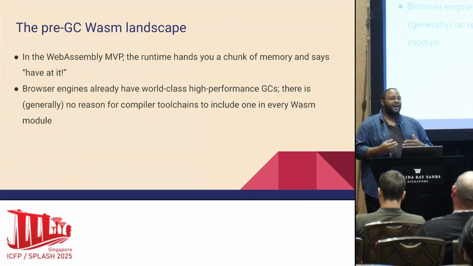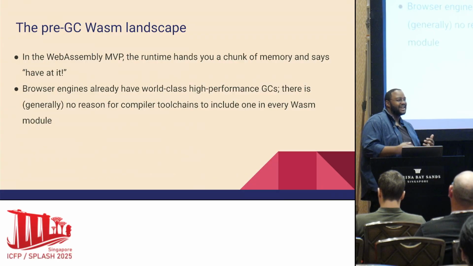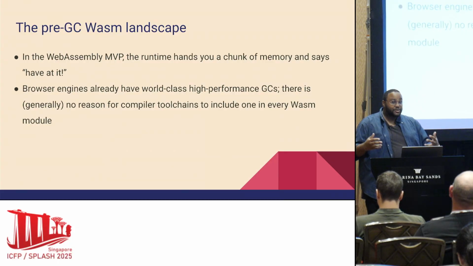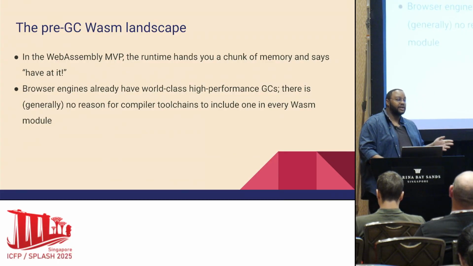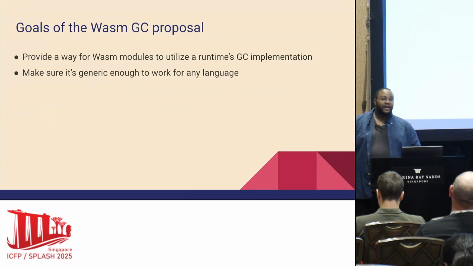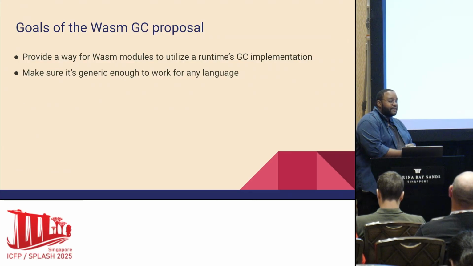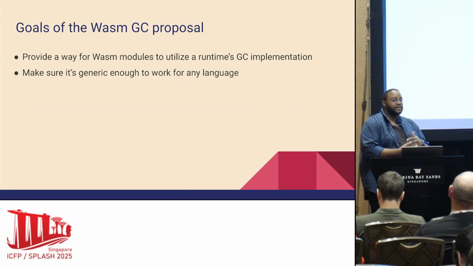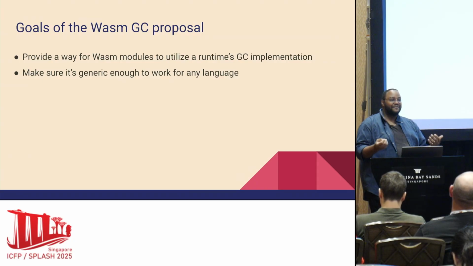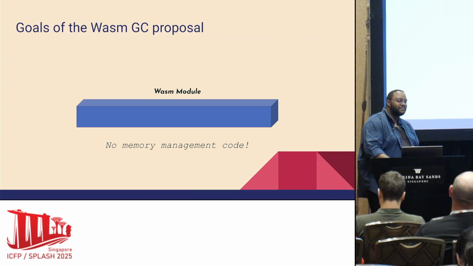Granted, if you want your garbage collector to do something ultra fancy that isn't supported by the runtimes, that's a different story. But for the most part, you can get away with just using the garbage collector implementation that's already in the place where your WebAssembly module is going to run. So goals of the Wasm GC proposal: provide a way for Wasm modules to utilize a runtime's garbage collection implementation and make sure it's generic enough to work for any language.